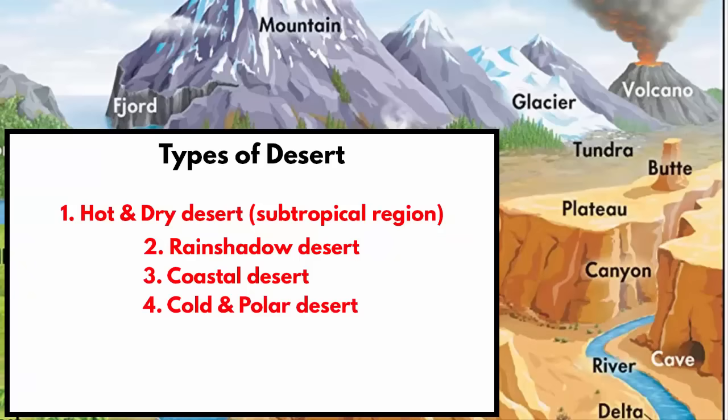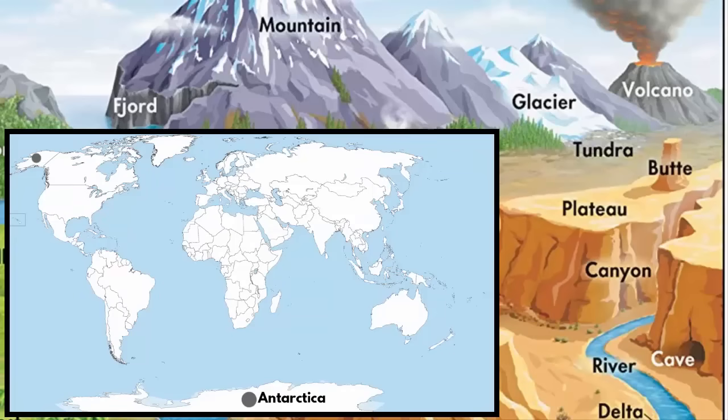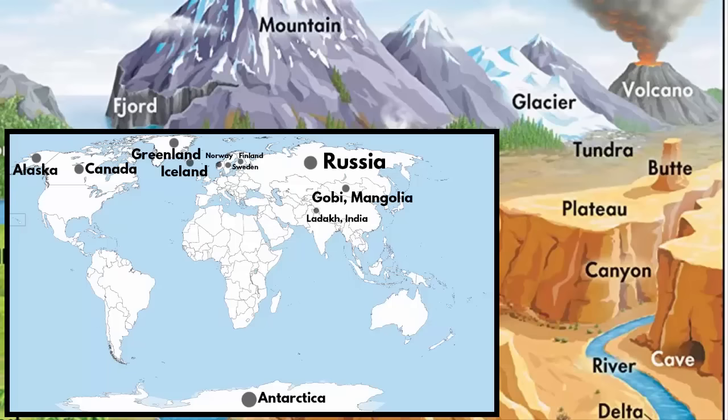The fourth type of desert is cold and polar desert. Examples of polar deserts are Antarctica, Alaska, Canada, Greenland, Iceland, Norway, Sweden, Finland, Russia. In India we have Ladakh, which is a cold desert. Even Mongolia's Gobi Desert is a cold desert, but it is also a Rainshadow desert. Patagonian Desert in Argentina is also a cold desert.